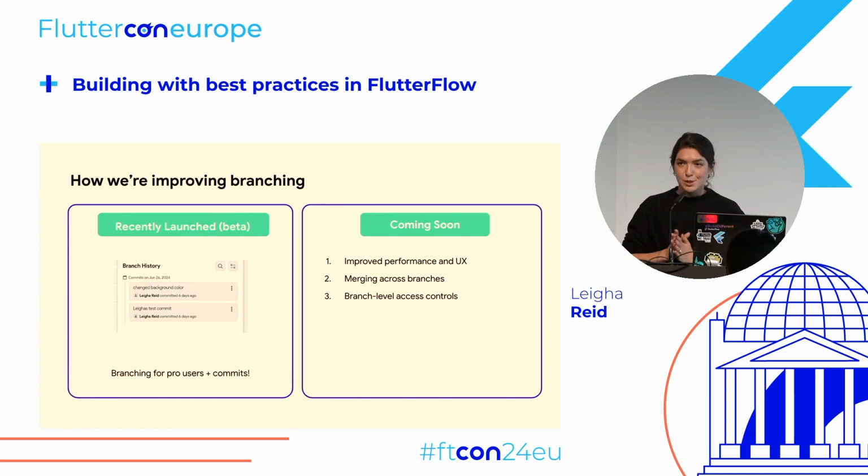And like I said, we've been doing a lot of work on branching, but we're still adding some more features. So we're working on some general performance and UX improvements. We're also adding merging across different branches, and we're adding branch level access control. So this will allow you to do things like protect the main branch or choose who can merge or edit certain branches.